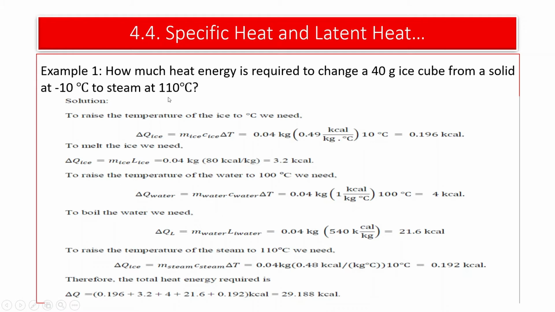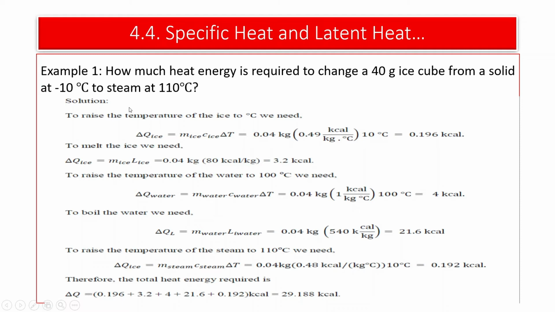And there is an example. Consider this example: how much heat energy is required to change a 40 gram ice cube, the mass is already given, from a solid at minus 10 degrees Celsius to steam at 110 degrees Celsius? In this case, we need five Q's. So we can say that Q total is equal to Q1 plus Q2 plus Q3 plus Q4 plus Q5.